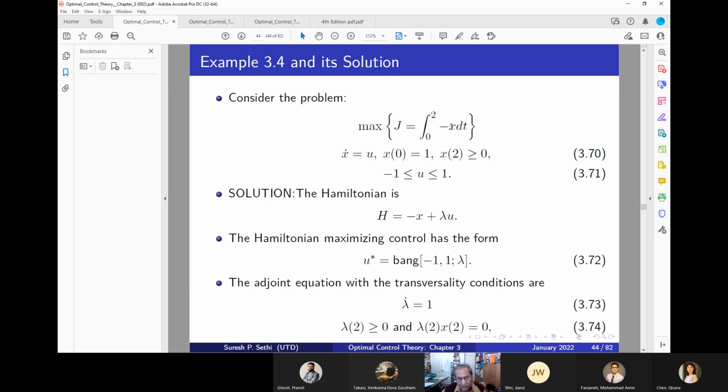This problem is similar to the one that we had before, but right now I put a condition that x2 is bigger than or equal to 0. Same, u is between -1 and +1. We still minimize the area under the curve, which means maximize the minus of the area under the curve. And we have H equal to minus x plus lambda u, u star is bang minus 1, and lambda dot equal to 1, and the condition from 3.42 is lambda 2 bigger than or equal to 0, lambda 2 times x2 equal to 0.